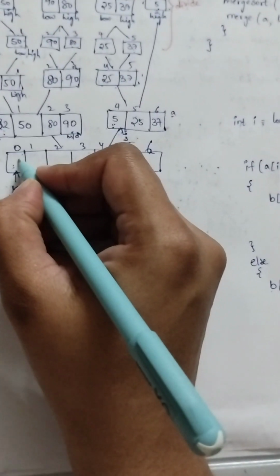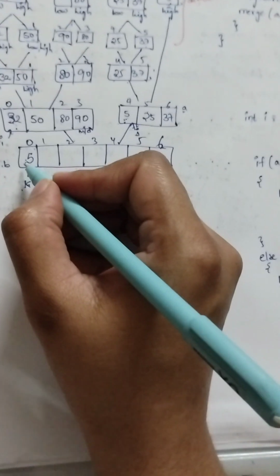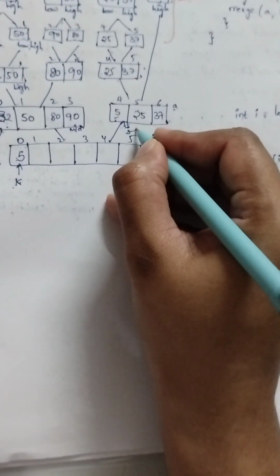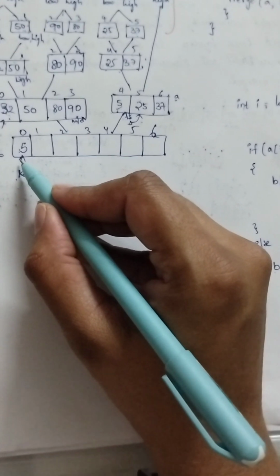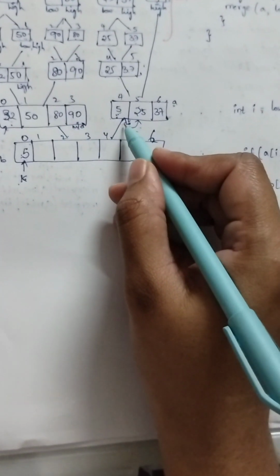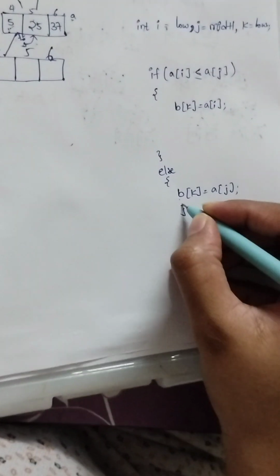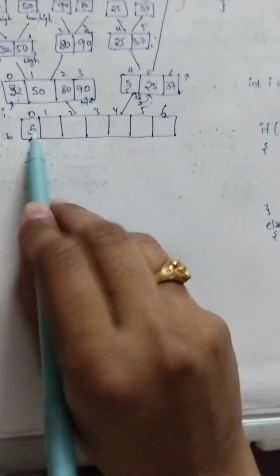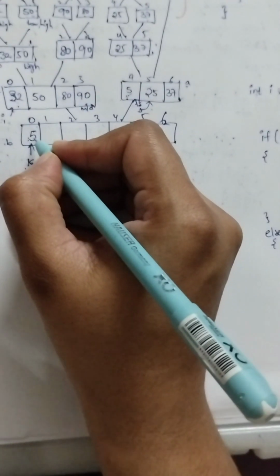Okay, means now here 5 has been copied into the B of k. Okay, after 5 is copied here, next what we need to do is increment the j. So j ni increment cheyali. Already 5 is inserted into the new array, so there is no need to compare with 5 again. So what we are going to do, increment the j value, means here j plus plus, right?